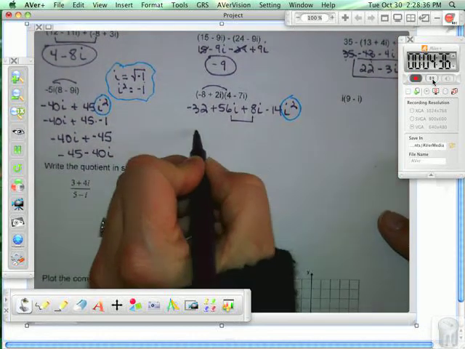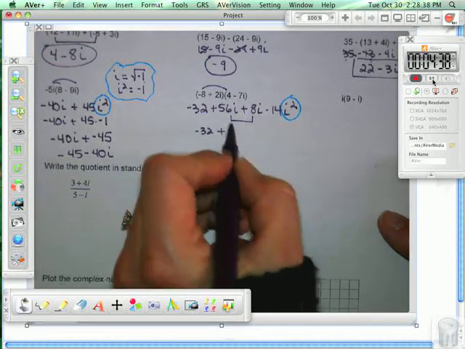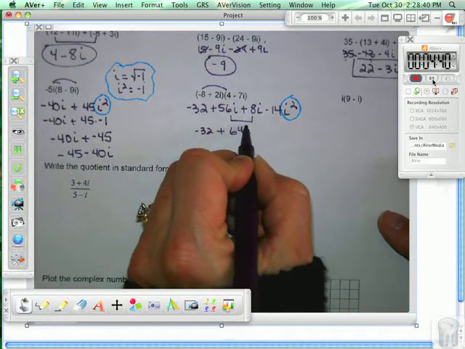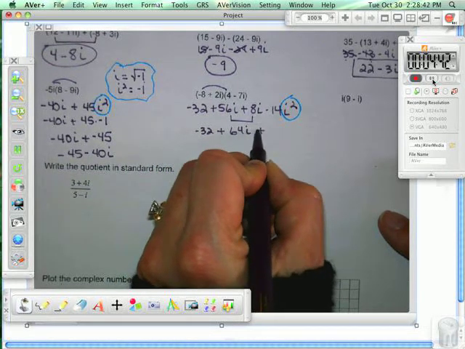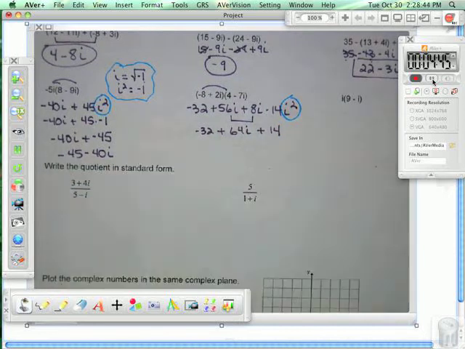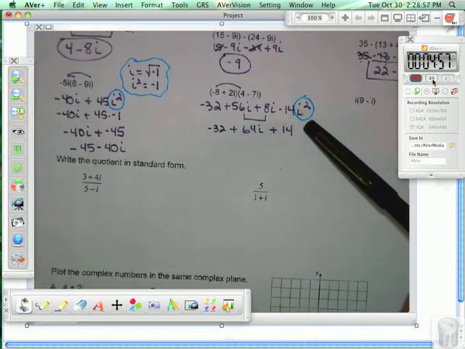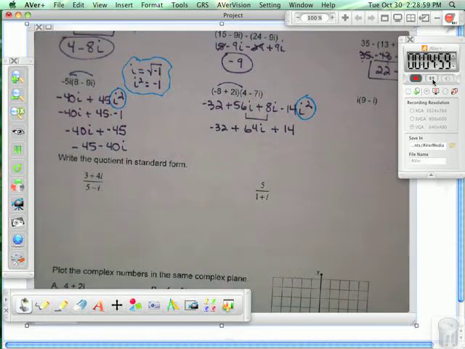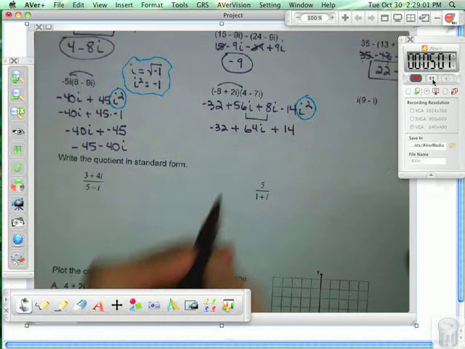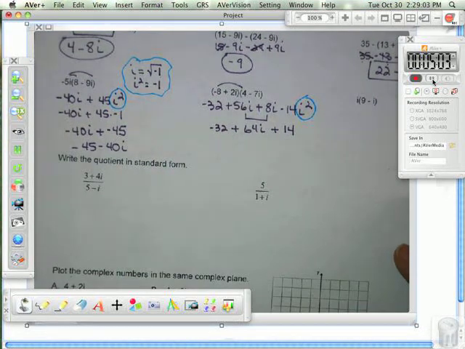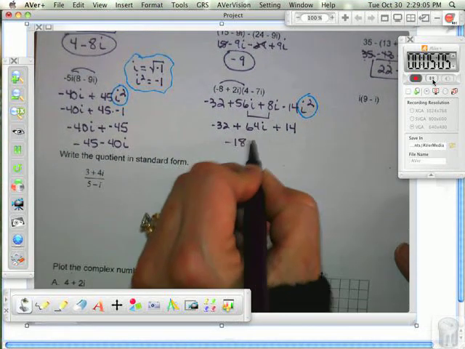Negative 32 plus 64i, ready? Plus 14. We're not done yet, but how did I get plus 14? What is i squared equal to? Negative 1. Negative 1 times that is 14. Now you combine like terms, and you get negative 18 plus 64i.